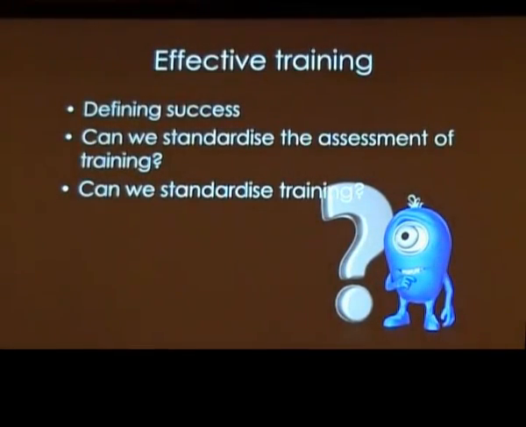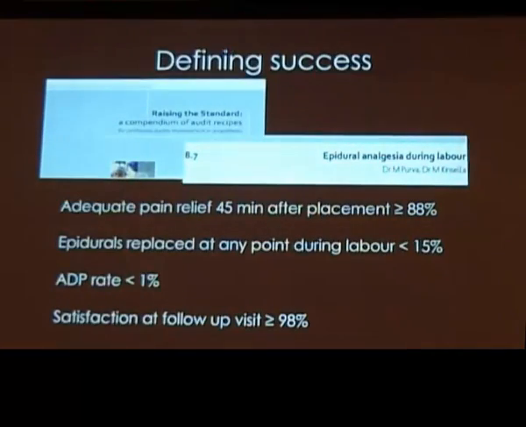So effective training. If we want to have effective training, I think we need to try and define success. We need to look at whether we could standardise the assessment of training, and whether we can standardise training in any way. So first of all, defining success. Whenever you want to define success, or what the benchmarks and gold standards we should be aiming for are, we always look at the Royal College of Anaesthetists audit compendium.